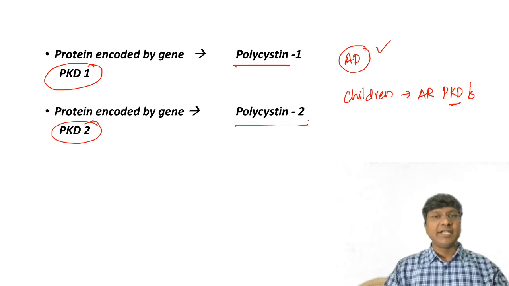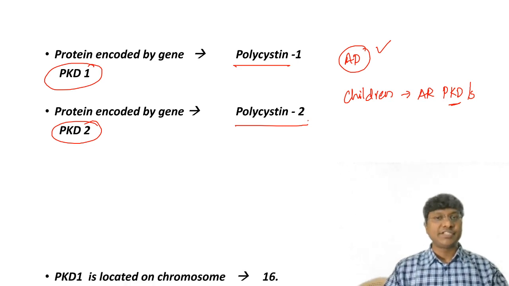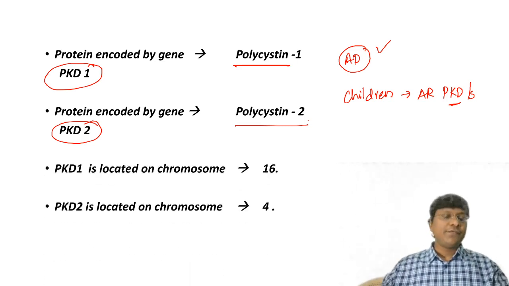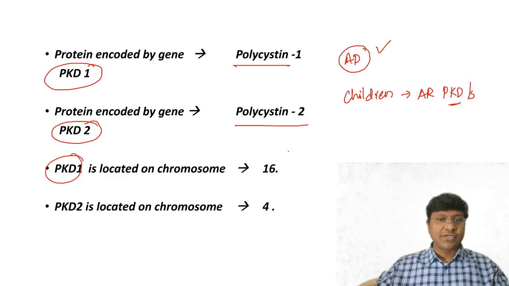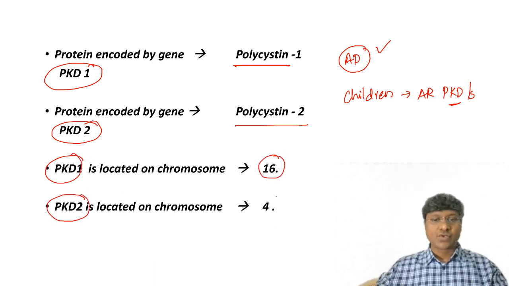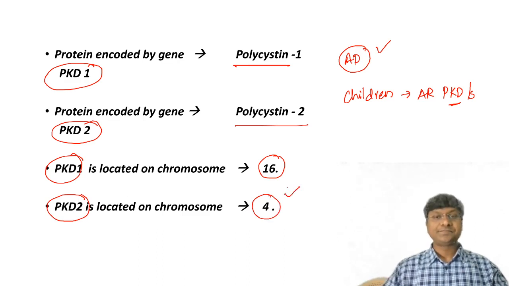The other important multiple choice question they will ask you is about the chromosomal number on which these particular genes are present. PKD1 is present on chromosome 16, and PKD2 is located on chromosome 4. So these two are very important points that you need to remember related to the chromosomal number: PKD1 on chromosome 16, PKD2 on chromosome 4.